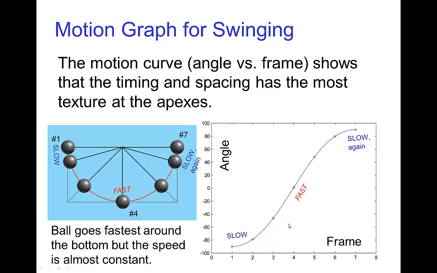But then in the center part, where the pendulum is swinging through the center, the curve is almost a straight line there. So it's going the fastest around the bottom, but it's also going fairly uniform, constant motion near the bottom. So this is the essence of capturing the timing and spacing of swinging motion.